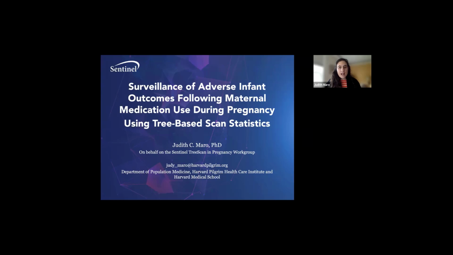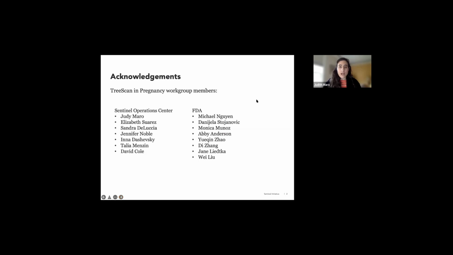I want to acknowledge that group includes many folks who I've listed here, both where I work at the Sentinel Operations Center at Harvard Medical School and also at the US Food and Drug Administration. I want to particularly emphasize the work of Elizabeth Suarez, who created most of these slides. She's a postdoc that's been working with me for a couple of years now on these projects, and she's critical to the work that we've done here.